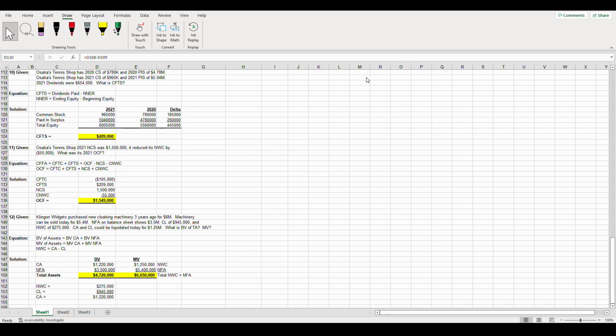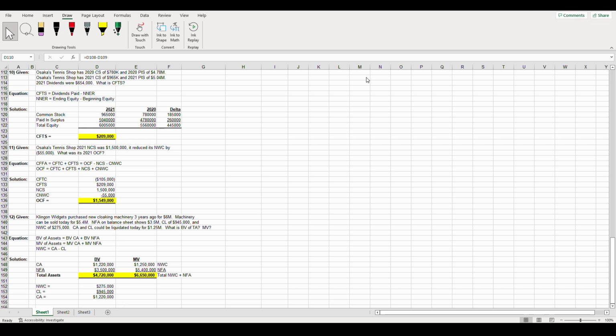In problem number 10, we see that Osaka's tennis shop has 2020 common stock of $780,000 and 2020 paid-in surplus of $4.78 million. They also had 2021 common stock of $965,000 and 2021 paid-in surplus of $5.04 million. These are two of the key accounts that comprise your equity account on the balance sheet. When you add them together, there are others, but these are two of them. 2021 dividends were $654,000. What is cash flow to stockholders?